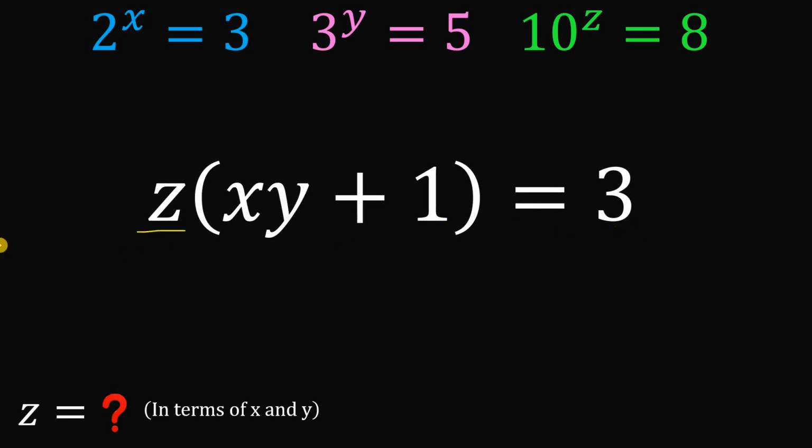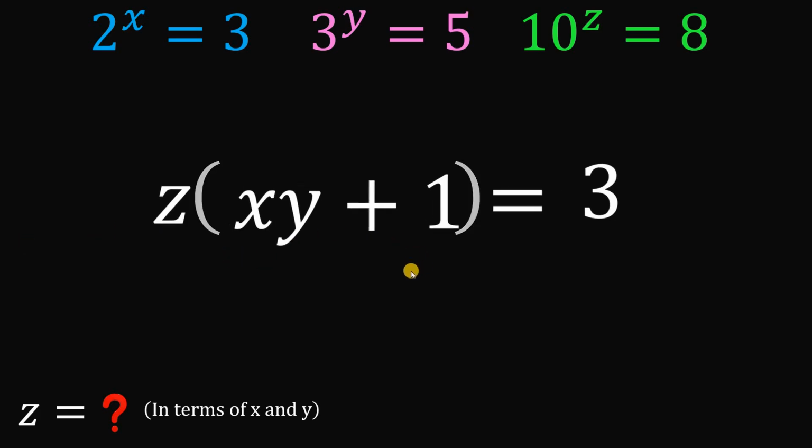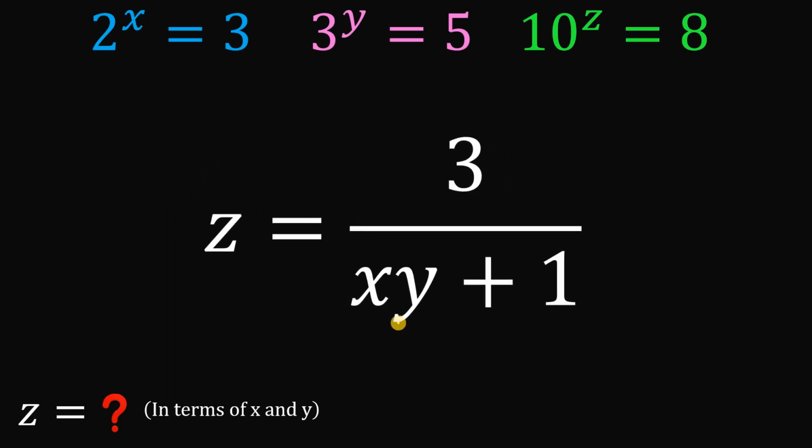And to solve for the value of z, what we're going to do is divide both sides by x times y plus 1. And there you have it. So given 2 raised to the power of x equals 3, 3 raised to the power of y equals 5, and 10 raised to the power of z equals 8, then the value of z in terms of x and y is simply equal to 3 over x times y plus 1. And as always, we are done.